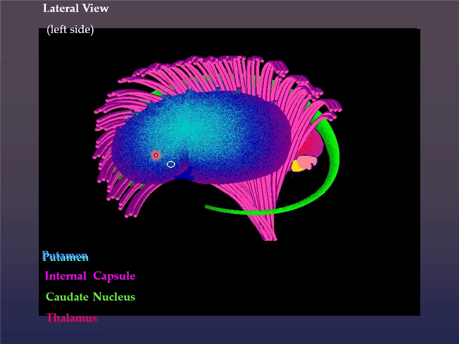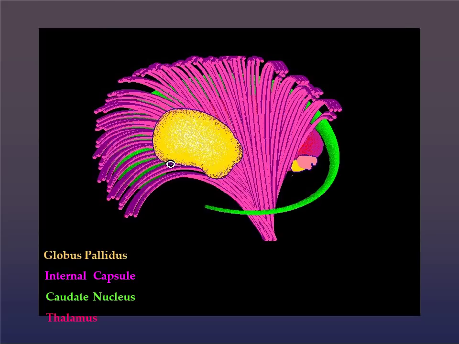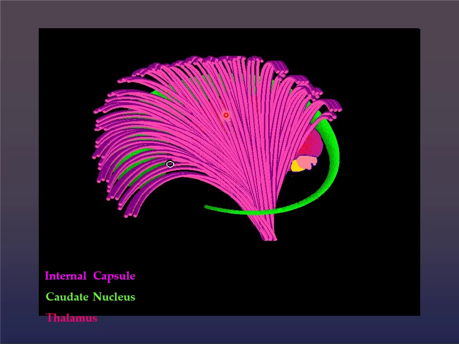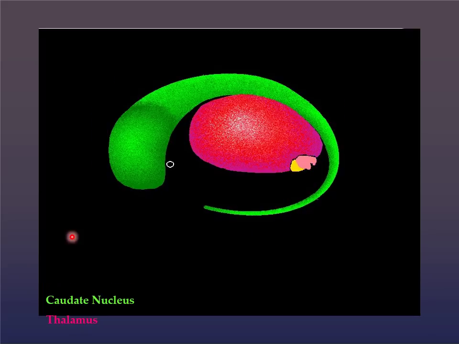As we went through the white matter, we first come to the putamen, and then if we peel away the putamen, we come down to the globus pallidus, which is deep to the putamen. And then if we peel away the globus pallidus, we come down to the internal capsule, these fibers that are coming up from the thalamus to the cortex, or from the cortex going down to deep structures. And then if we peel away the internal capsule, we see the caudate, the head, the body, and the tail, and we see the thalamus.